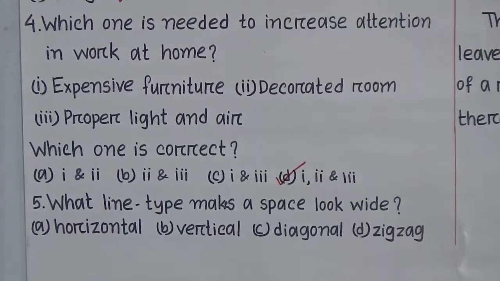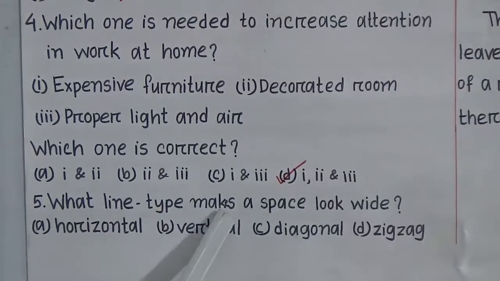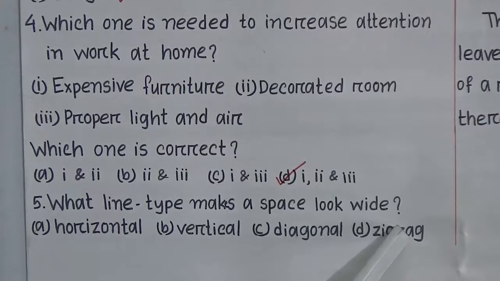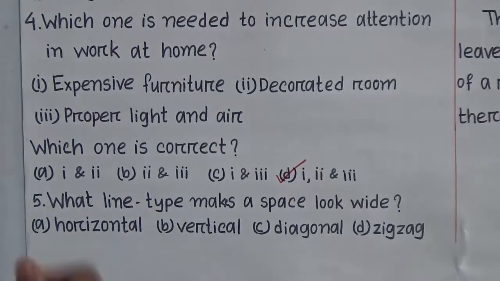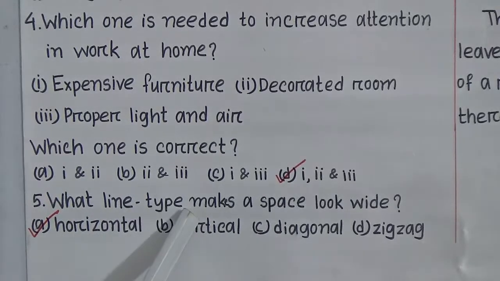Now last one, number 5. What line type makes a space look wide? Options are horizontal, vertical, diagonal, zigzag. The answer is horizontal. The answer will be horizontal. Horizontal line type makes a space look wide.